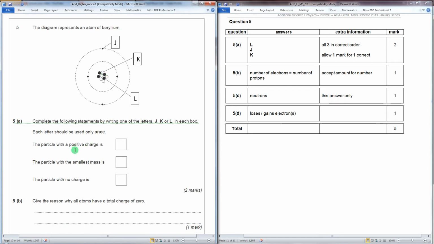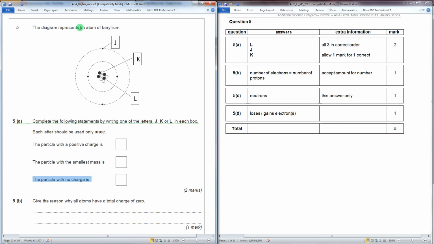So let's look at these three things. The particle with a positive charge, well, that's going to be the protons. The particle with the smallest mass is going to be the electrons. So we should be able to write straight away J into the middle box here. And the particle with no charge is going to be the neutrons. So the difficult part about this question is, how do we tell which ones are the protons and the neutrons?